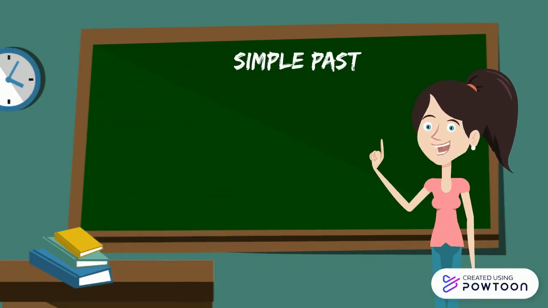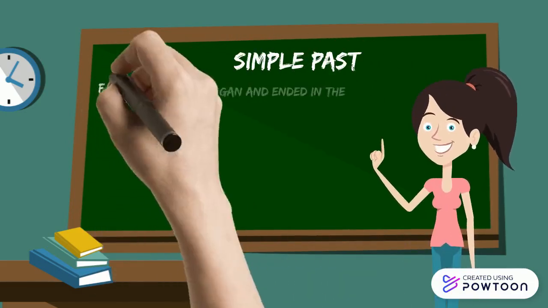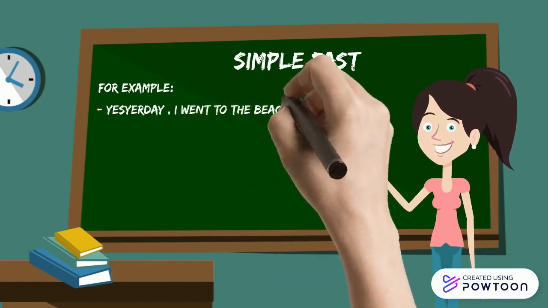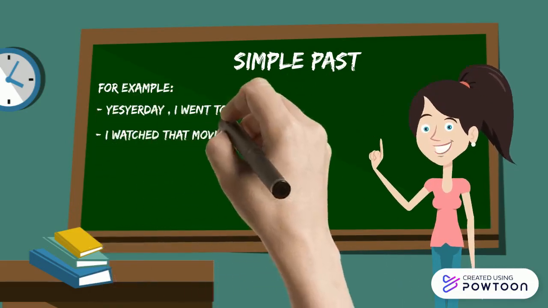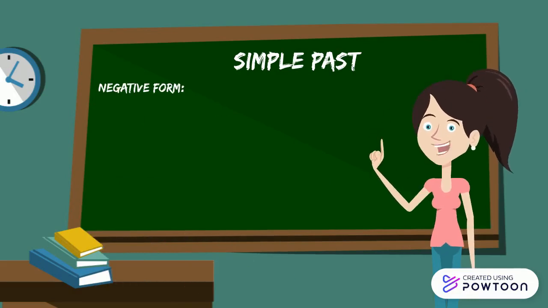We use the simple past for actions that began and ended in the past. For example, yesterday I went to the beach. I watched that movie. In the negative form, there is no difference between regular and irregular verbs.